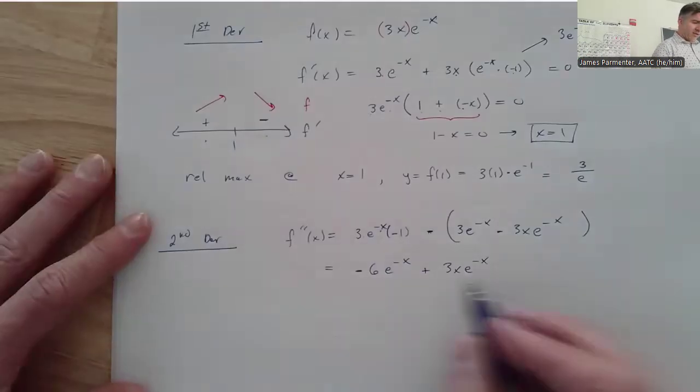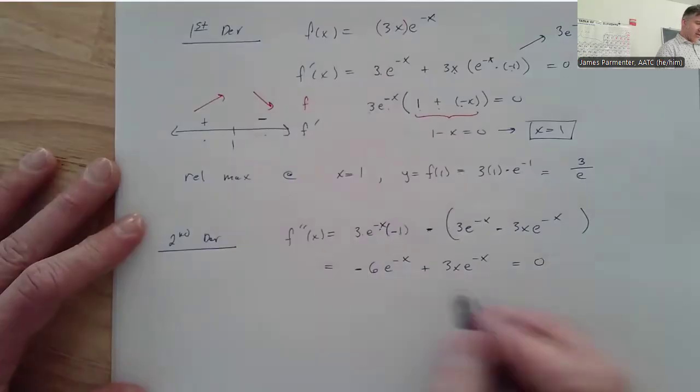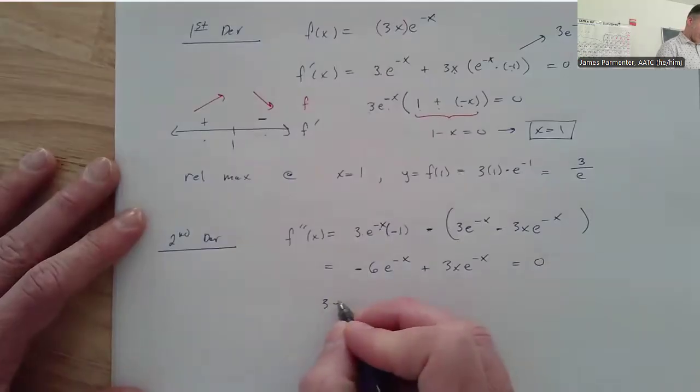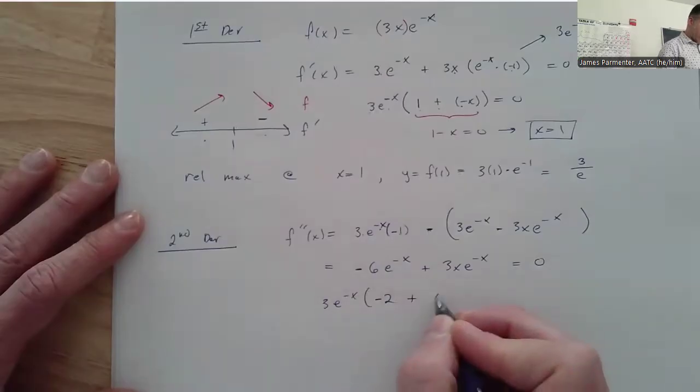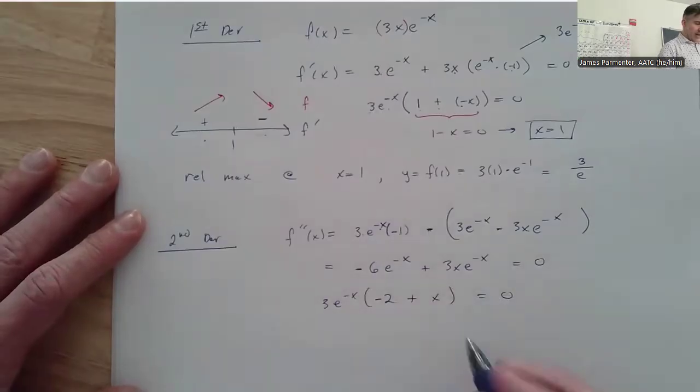Let's see. Setting this equal to 0 and factoring out a 3e^(-x), I'm left with a negative 2 here and a plus x over here. So I end up getting a critical value of x equal to positive 2.